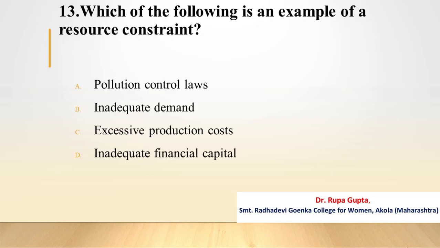Question number 13. Which of the following is an example of a resource constraint? Option A. Pollution control laws, B. Inadequate demand, C. Excessive production cost, D. Inadequate financial capital. And the correct answer is D, that is inadequate financial capital.